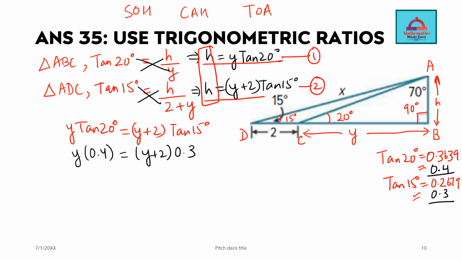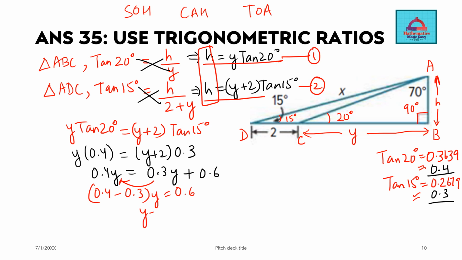Now solve this equation, open the brackets. So this comes out to be 0.3y plus 0.6. This is 0.4y. So I will collect the like terms. This I'm going to move here. So 0.4 minus 0.3, the sign gets changed, and I will get the value of y here as, decimal gets removed, so y is going to be 6. So what I've got, the value here is 6. Okay, now I've got the value of 6.